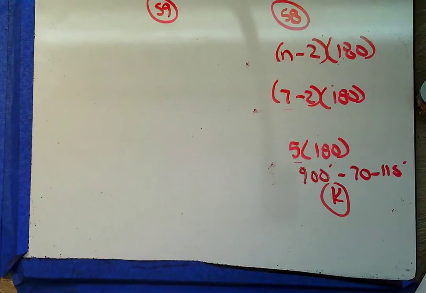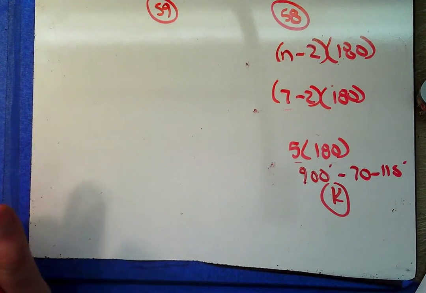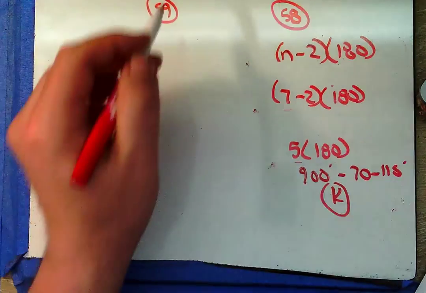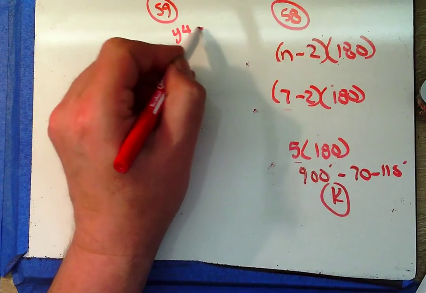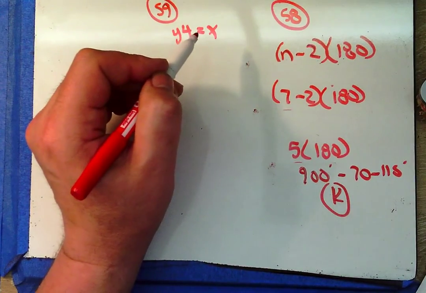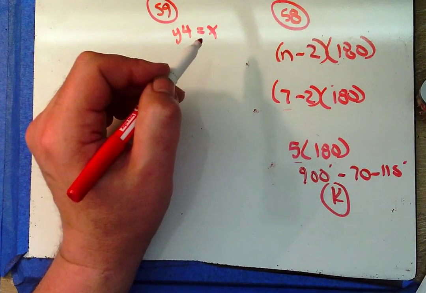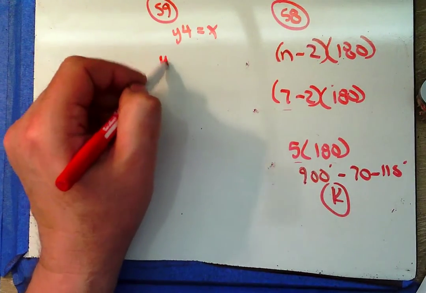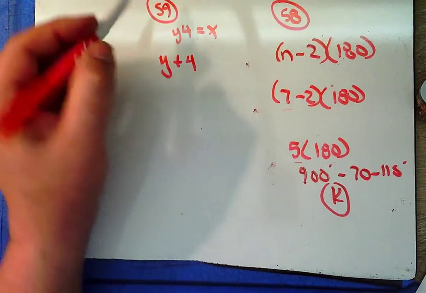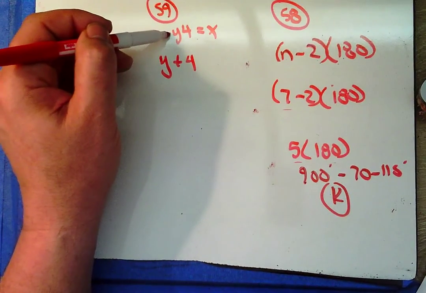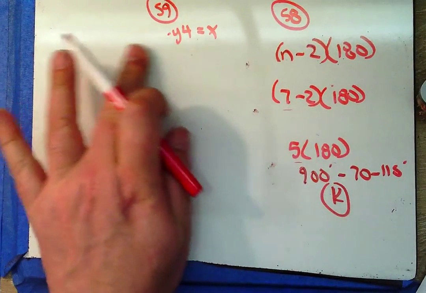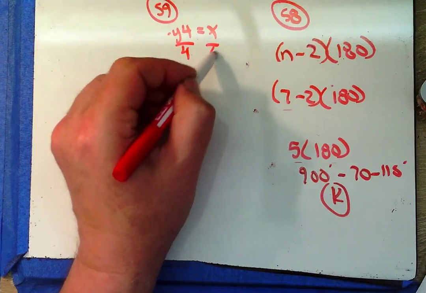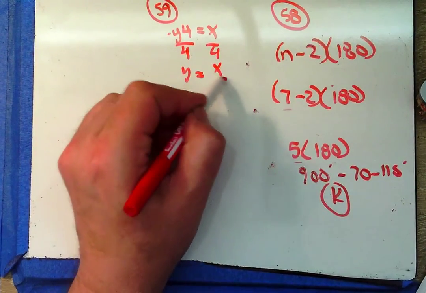59. Let's take a look at 59. For all real numbers, x and y, such that the product of x and y and 4 is x, which of the following expressions represents the sum of y and 4 in terms of x? The sum of y plus 4. Well, that means I need to solve this equation for what y equals. Let's go back to this equation, divide both sides by 4, y equals x over 4.